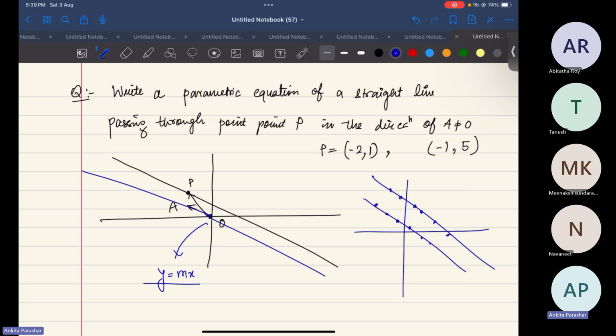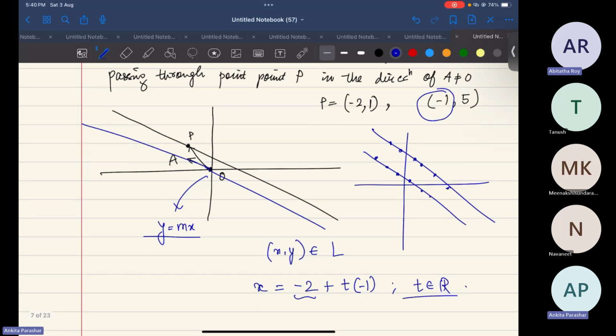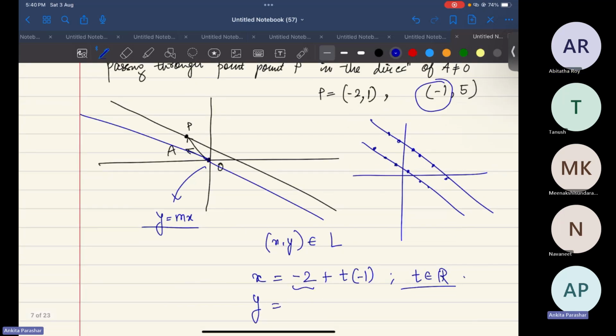So let me tell you. Suppose my point is (x, y). Any point is on the line. Then what does it mean that it has to pass through point P in the direction A? That means the x coordinate has to be -2 translated by the direction -1 times t, and t can be anything from the real line R. And the same for the y coordinate, which has to pass through 1, but translated by the direction we are writing as 5.